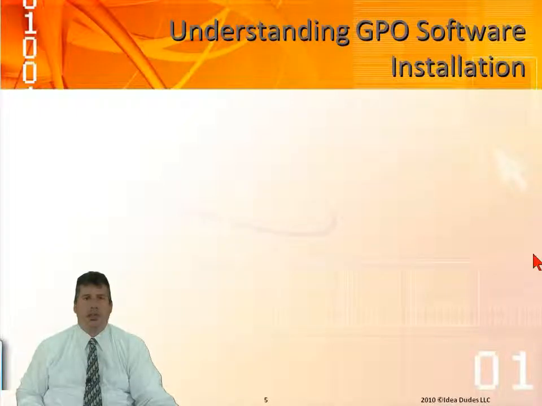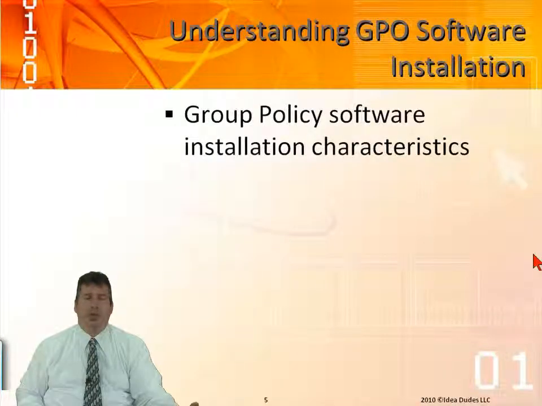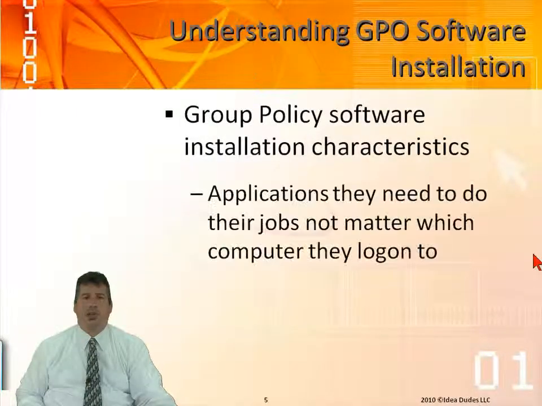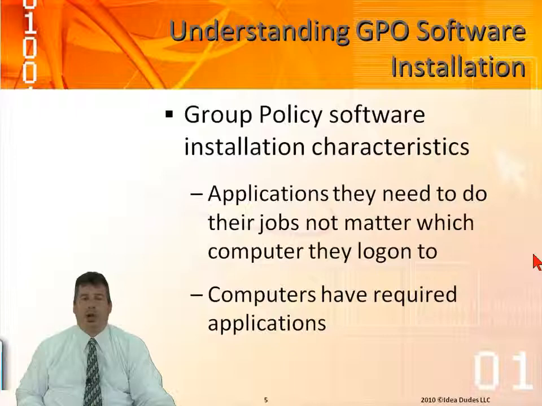So when we look at software installation, we can do it through a GPO. Group policy software installation characteristics include applications that users need to do their jobs no matter which computer they log on to. Also, computers have required applications. So what we want is to provide the user with the tools that they need. For example, if they need Word, and Word is not on the actual machine, we can make it so that we have Word there for every user, or we can also do it by the user options.